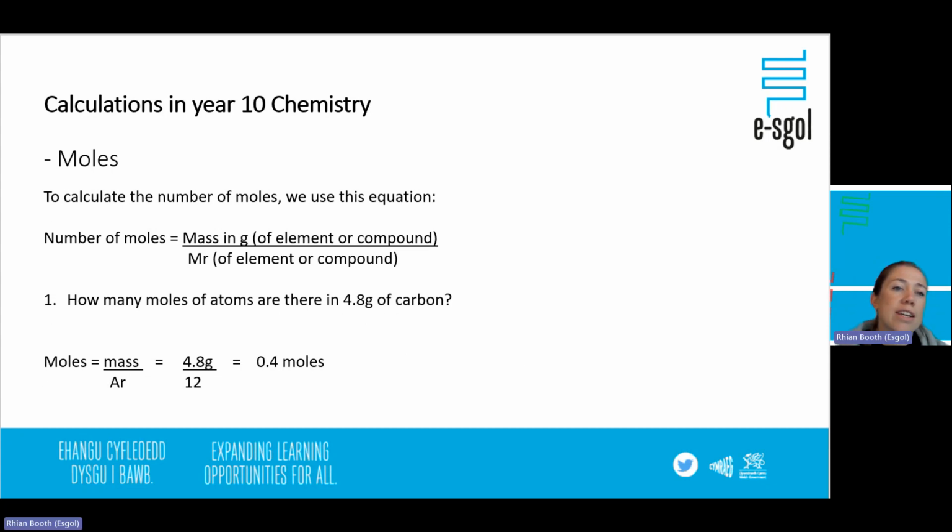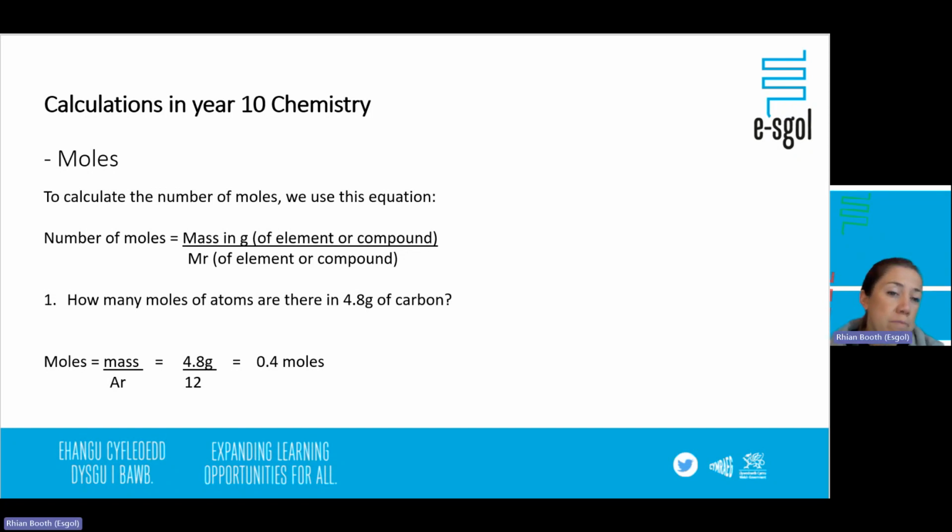So let's have a look at a calculation involving number of moles. To calculate the number of moles, we use the following equation. Number of moles is mass in grams of an element or compound divided by the MR of the element or compound. Okay, so the first question here, just a little example for you to have a look at. How many moles of atoms are there in 4.8 grams of carbon?